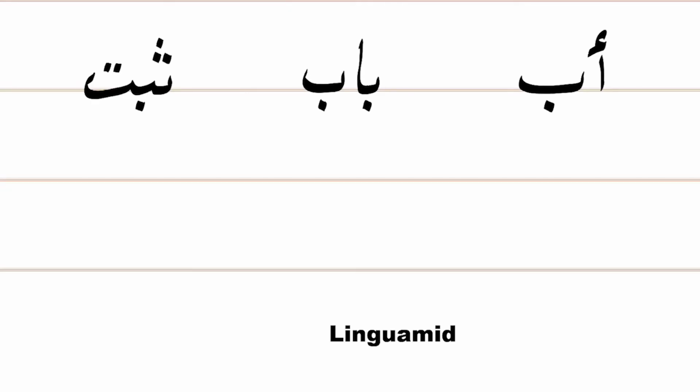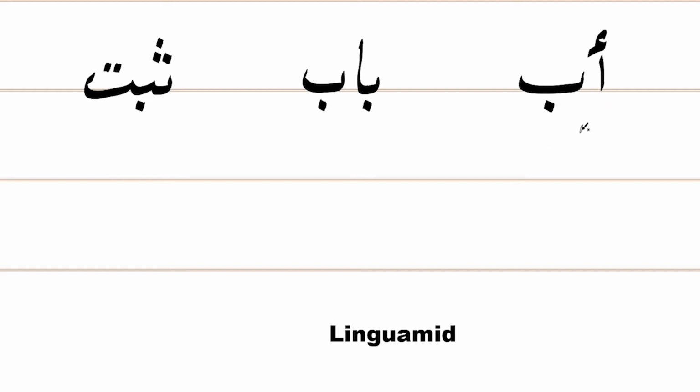Now let's have some examples. I chose 3 words that we can write together, and these words cover the letters that we have just learned. So we have the word Ab, which is father, and also the word Bab, which is door, and Thabata, which means stayed on something or persisted on something. So let's write these together.